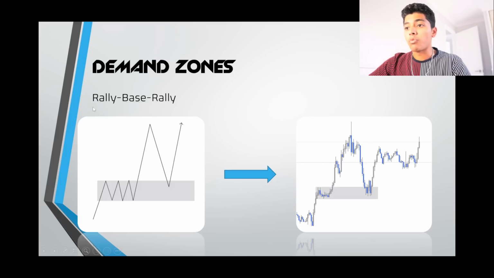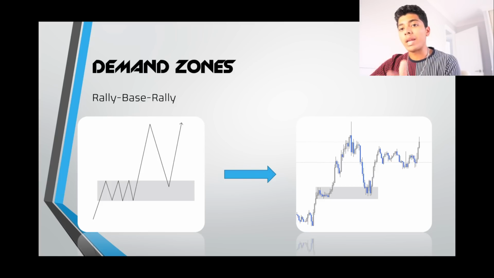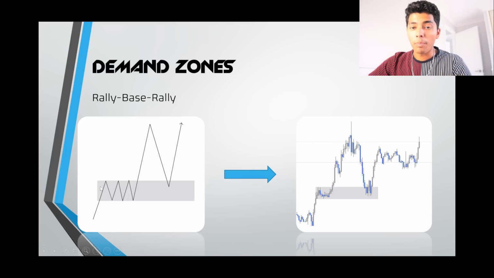Secondly, we have rally, base, rally. So the only difference between this one and the previous one is the previous one was drop, base, rally. This one is rally, base, rally. So we essentially don't have a drop, all right? So instead of price coming down, which would be a drop, we have a rally. So we have a rally, and then we have a base, which is a consolidation, and then we have another rally. And then eventually price comes back down, it mitigates that zone, and then it reverses again.